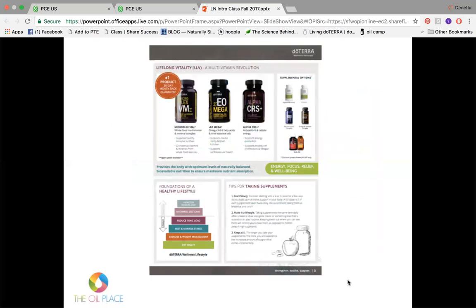So doTERRA makes more than oils. They're a whole health company, and we're going to cover the foundations. The next thing we're going to cover is the foundations for optimal health. So we're going to go over the vitamins, some additional supplements. We're going to cover the healthy lifestyle pyramid. I'm going to give you some tips for taking supplements.